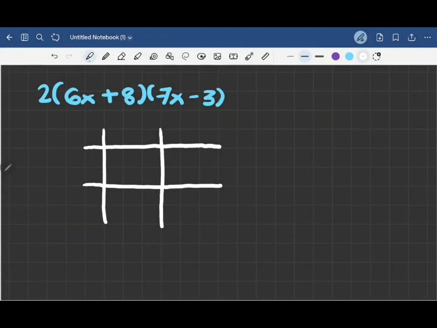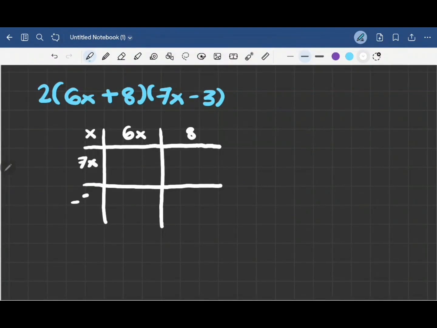The last method is the multiplication frame. You make a frame. You put x here, and you have to put the given binomial by pair. 6x here and 8, 7x and negative 3.